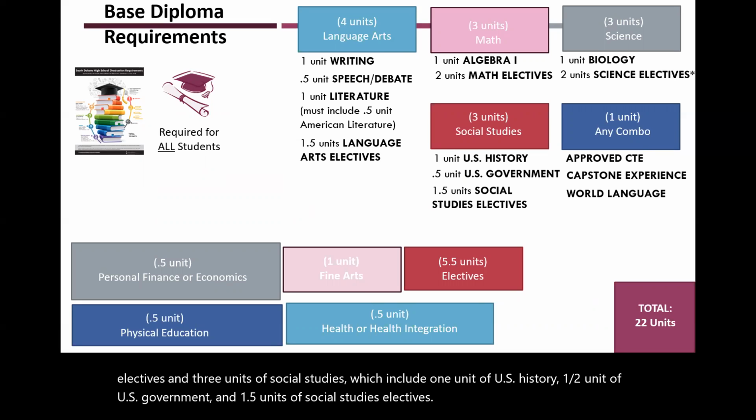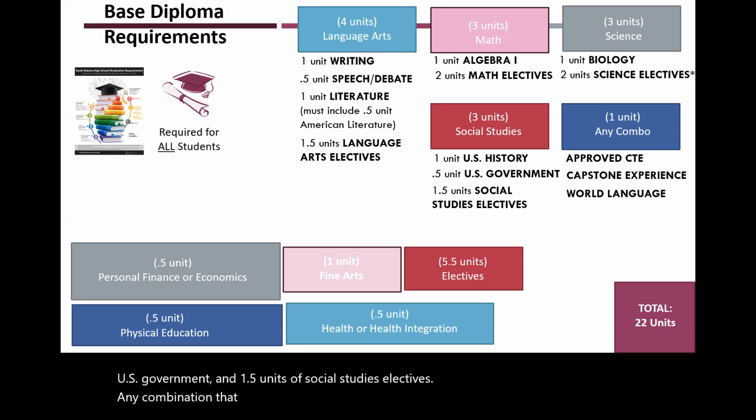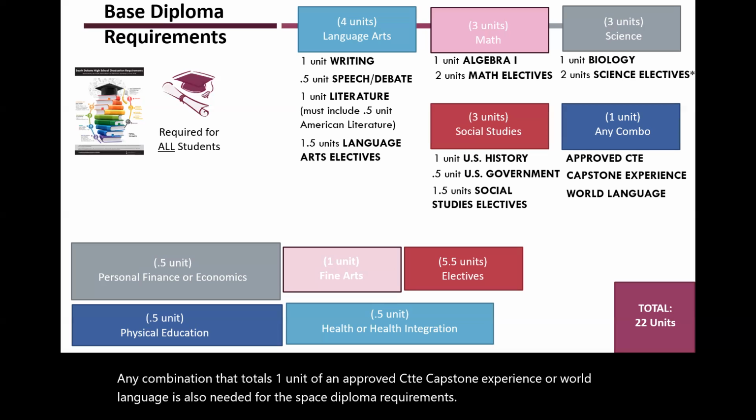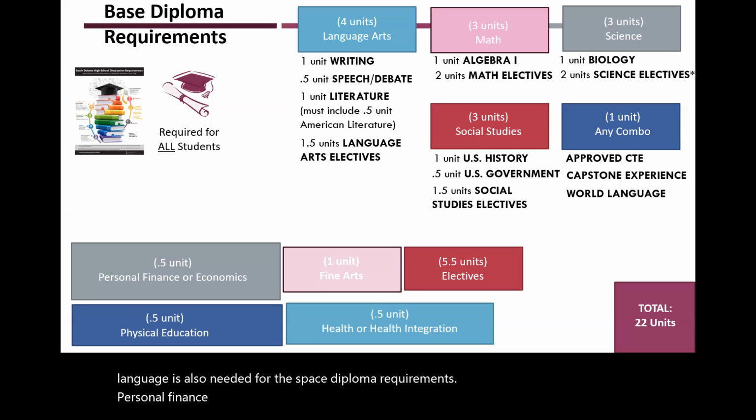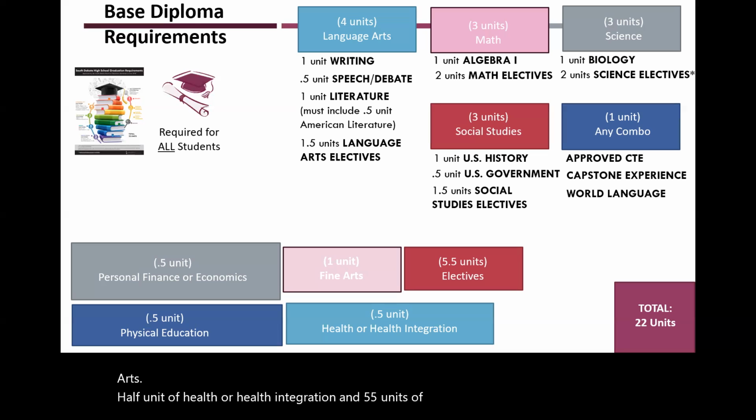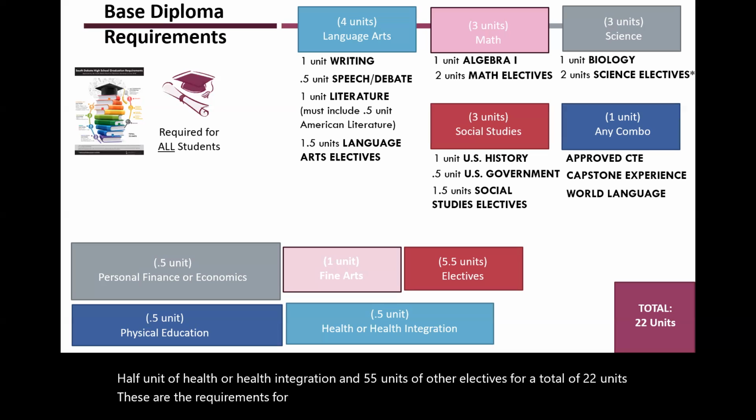Any combination that totals 1 unit of an approved CTE, capstone experience, or world language is also needed for the base diploma requirements. Personal finance or economics of half a unit, a half unit of physical education, 1 unit of fine arts, half a unit of health or health integration, and 5.5 units of other electives for a total of 22 units. These are the requirements for the base diploma for all students.